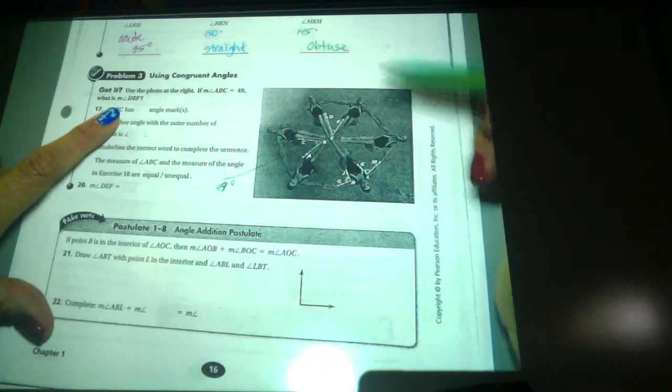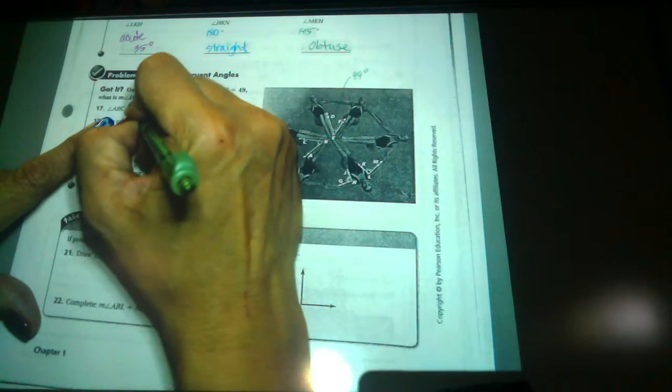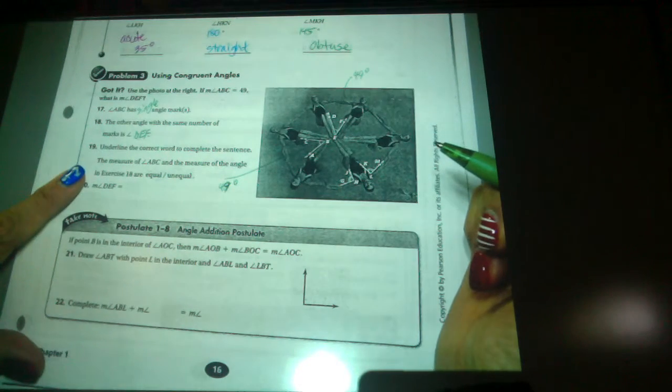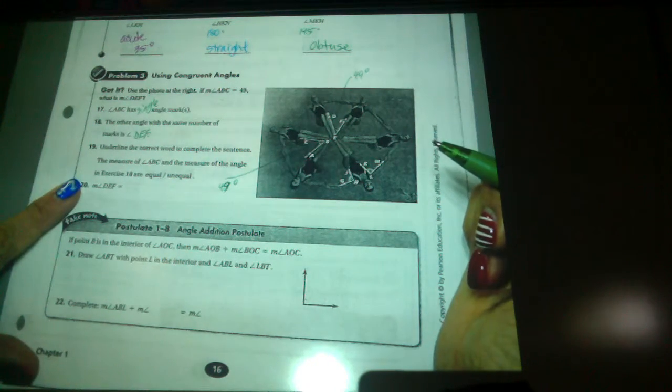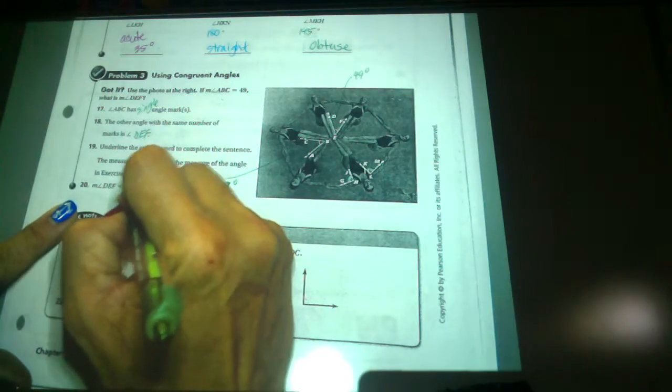What is the measure of DEF? Notice that these two right here have single arc marks, and those have double. So DEF, doesn't that have single arc marks also? They're telling you that that's 49 degrees also. So if ABC has a single arc mark, the other angle with the same number of marks is angle DEF. The measure of angle ABC and the measure of angle DEF are equal, or congruent, in other words. And then that means that it is 49 degrees.